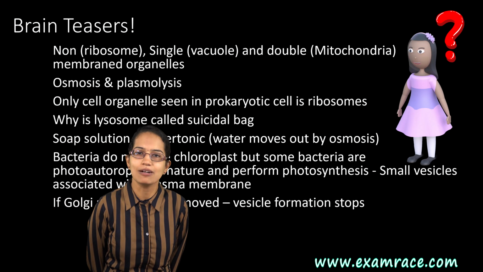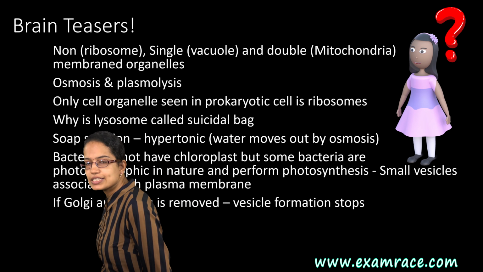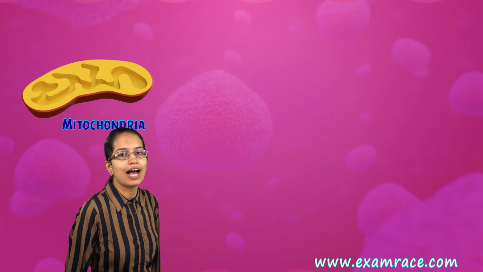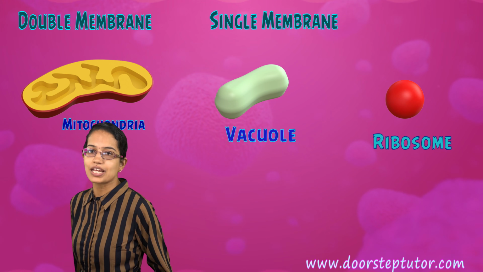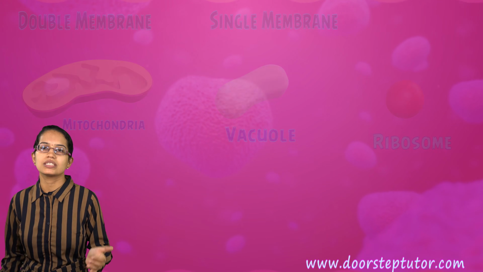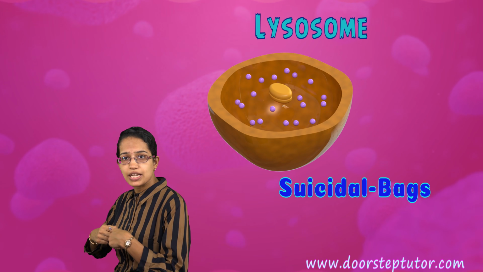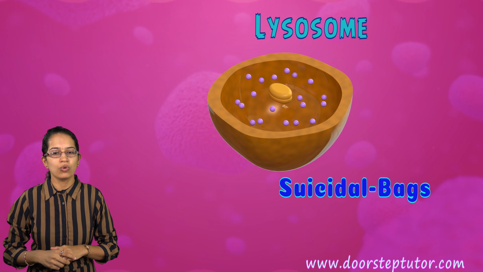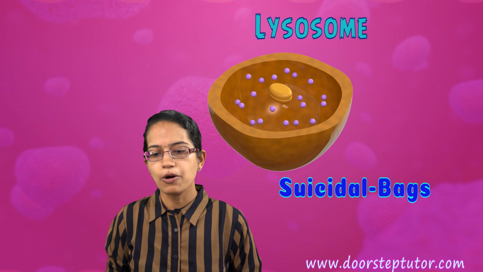Now coming on to some of the important questions that we had at the very beginning. For the various cell organelles, you have the membrane structures. For example, mitochondria has a double membrane, the vacuole has a single membrane, and the ribosome does not have a membrane. Those are some important questions. Then there is the difference between plasmolysis and osmosis, and lysosomes being called suicidal bags, because if the lysosome bursts, the digestive enzymes are released and engulf the whole cell itself. The soap solution example we have already talked about.